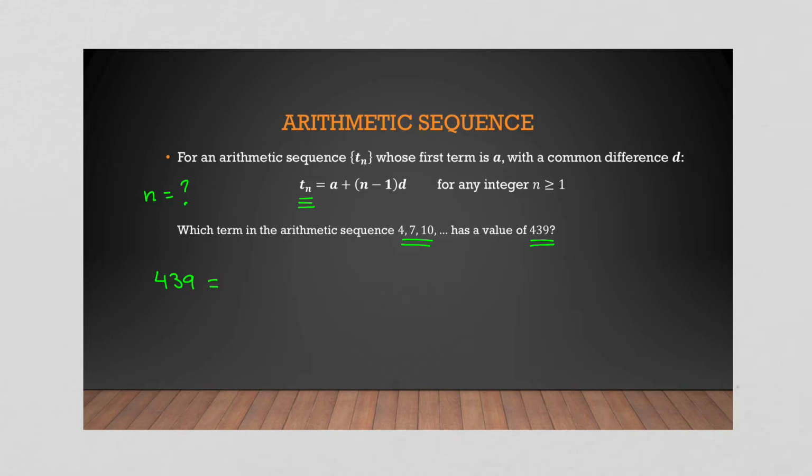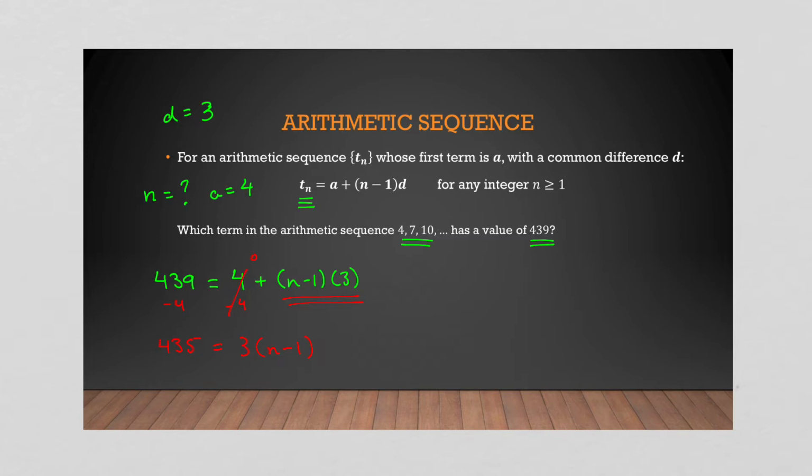Now again, we know A, right? A is 4. And we know D is 3 in this example. What we don't know is n. So A is 4, so we'll plug that in. But then we get n minus 1 times D, which is 3. Now here's where we have to do a little bit of algebra. We want the n alone, and we have to get rid of that 4 first. So I'm going to subtract 4 from here and subtract 4 from here, because that makes that 0. So now I get 435 is equal to 3 times n minus 1. It just looks nicer that way.